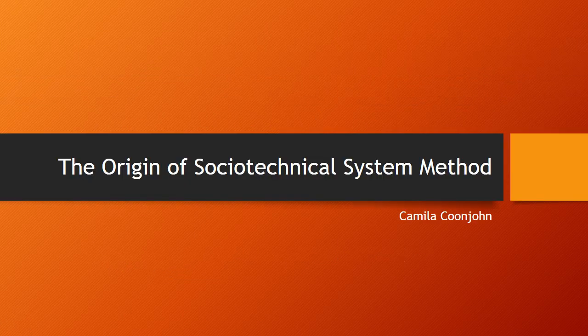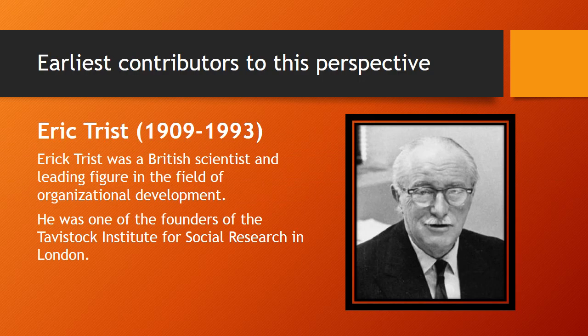In this section, I am going to talk about the origin of the socio-technical system method. The socio-technical system was created by Eric Trist. Eric Trist was a British scientist and leading figure in the field of organizational development. He was one of the founders of the Tavistock Institute for Social Research in London. The Tavistock Institute of Human Relations, or THUR, is a British non-profit organization which applies social science to contemporary issues and problems.